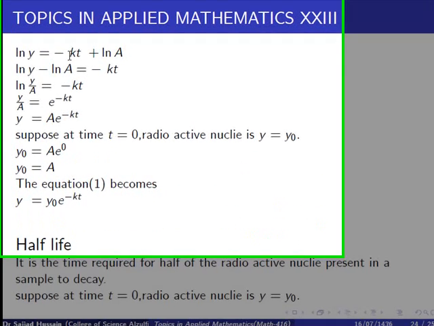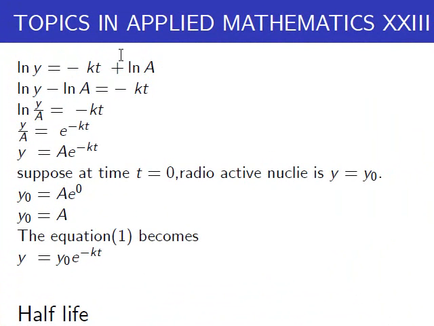On the right hand side it is minus kt plus the constant of integration, log of a. We transfer log of a to the left side. Log of y minus log of a is equal to minus kt. Here we apply the logarithm rule: log of y minus log of a is equal to log of y over a, which is equal to minus kt.